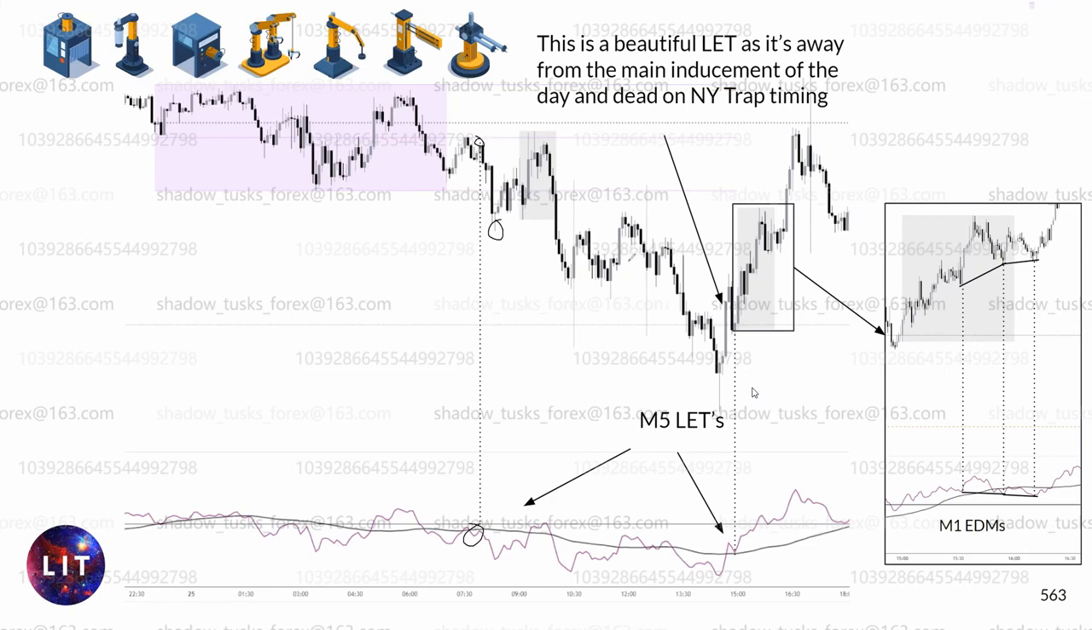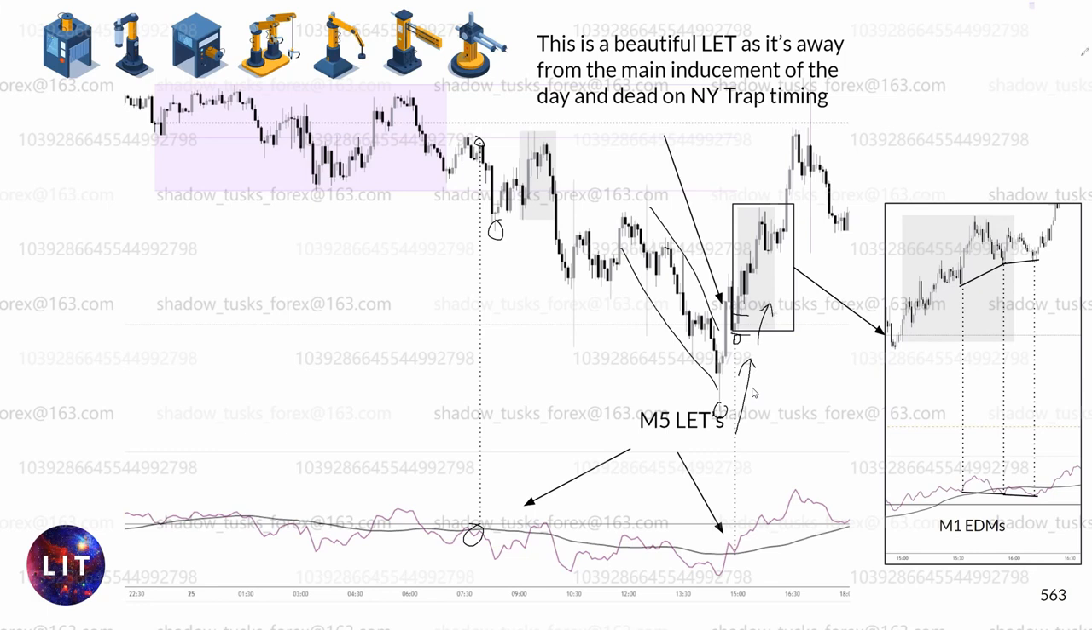But look at this, right? We have build up, inducement. Okay, now it's looking good because we've had our build up. We're trading away from our inducement. We get an M5 LET right here, a perfect one. Then these are some very nice trades you can take, boom, away from the inducement.